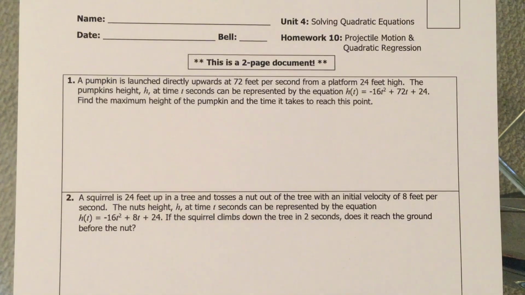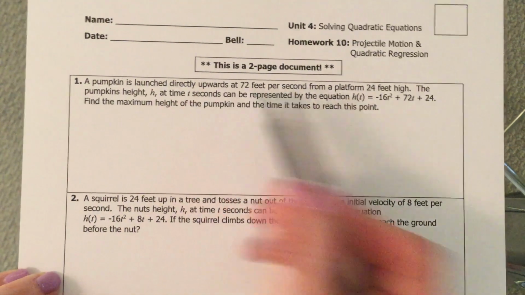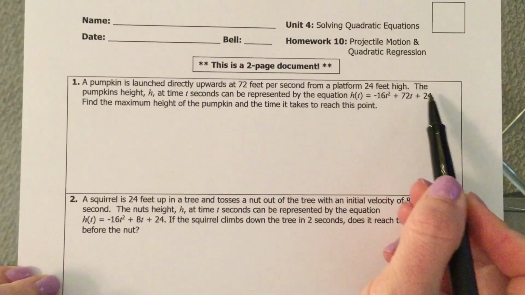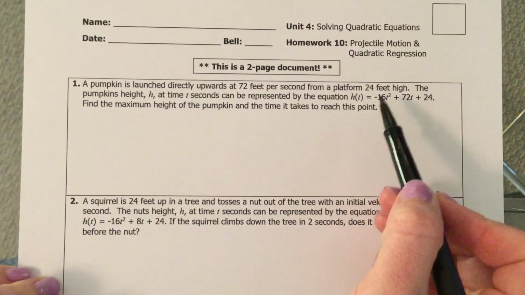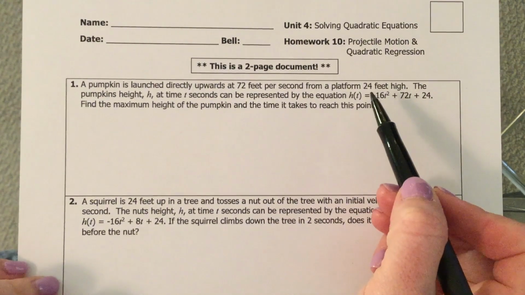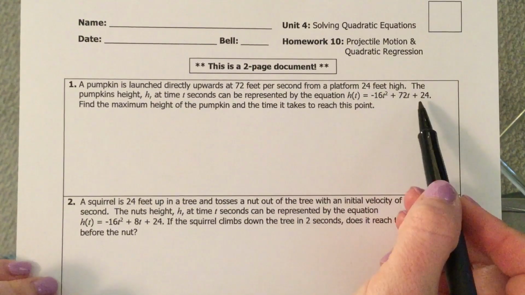So question number 1, it says a pumpkin is launched directly upwards 72 feet per second from a platform that's 24 feet high. So these two numbers, the 72 feet, that's the initial velocity. That's always going to be right there in the formula. 24 feet is the initial height. That's always going to be right there in the formula. The negative 16 is actually the acceleration due to gravity. If you guys are physics people, that number should hopefully mean something to you, but this is what the formula is going to look like.